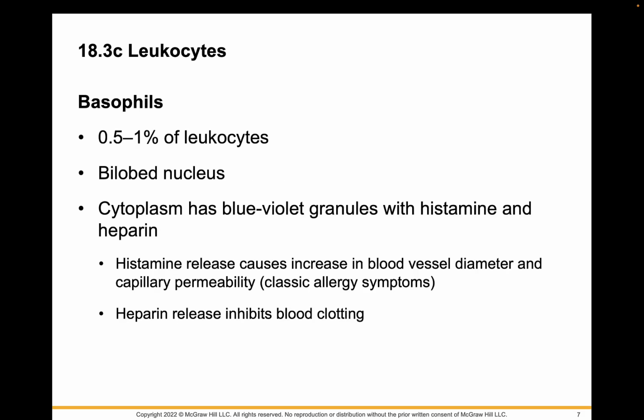We have basophils. They account for about 0.5 to 1% of all white blood cells. They have a bilobed nucleus, but now the cytoplasm has blue-violet granules that contain histamine and heparin. Histamine will actually cause a change in capillary permeability. It's going to result in increasing the blood vessel diameter, and so they're responsible for a lot of classic allergy symptoms. Heparin will actually inhibit the clotting of blood.